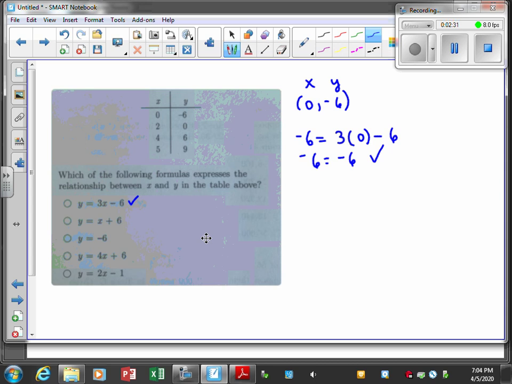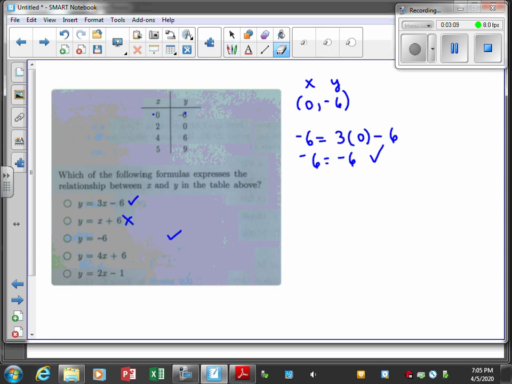I'm going to plug in 0 for x and -6 for y into the next one. And that's just going to give me -6 equals 6. So right here, that's -6 equals 6, and that's not true. So this one doesn't work. You can kind of see over here what I'm plugging it into. This one doesn't have an x. So it's just y is -6, so -6 equals -6. So this one may work.